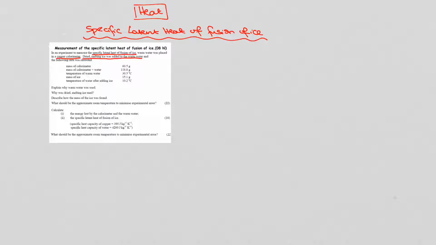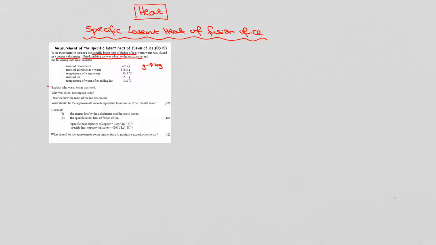The first thing to note is that we have our mass in grams, and those grams are going to have to be converted to kilograms. We're given the mass of the calorimeter, the mass of the calorimeter and the water combined, the temperature of the warm water, the mass of the ice, and the temperature of the water after adding the ice. So we're going to break down the question into parts.